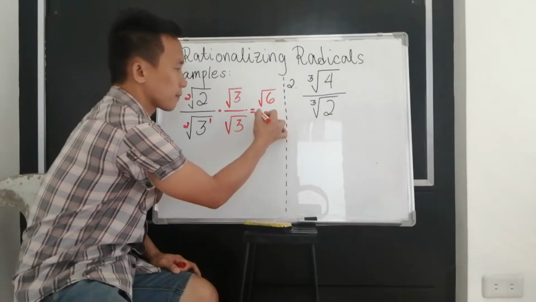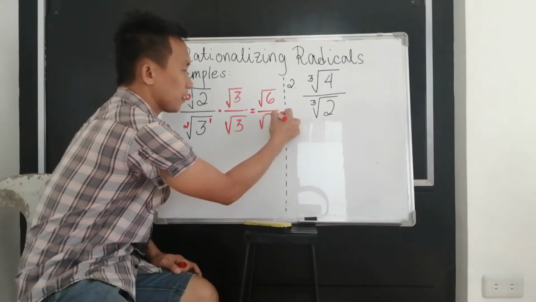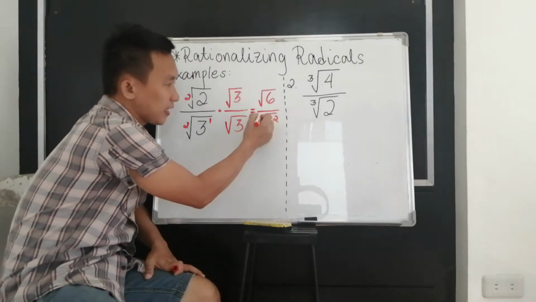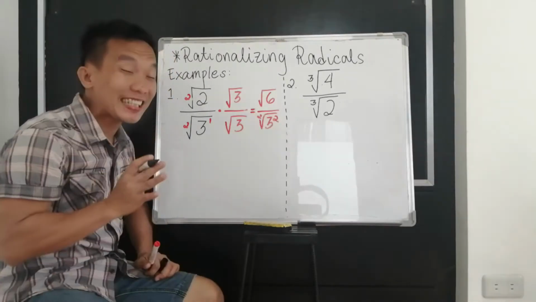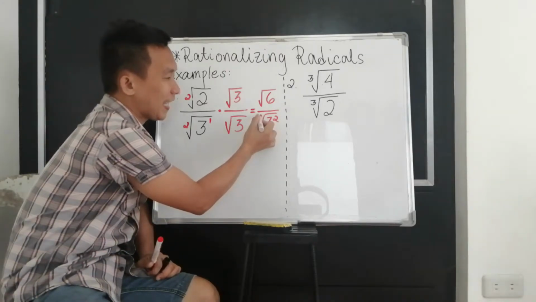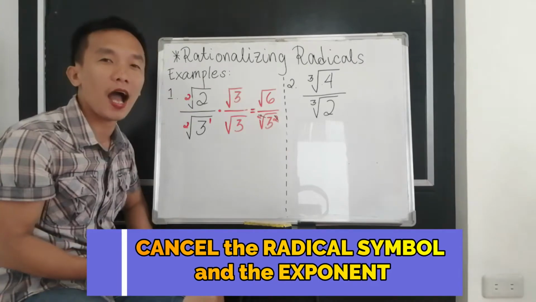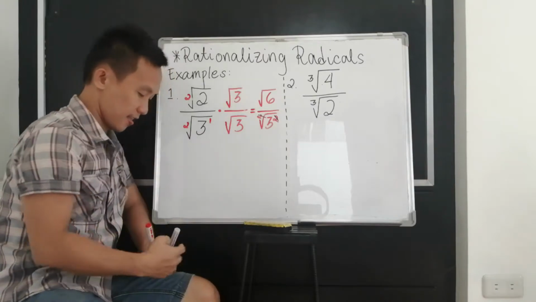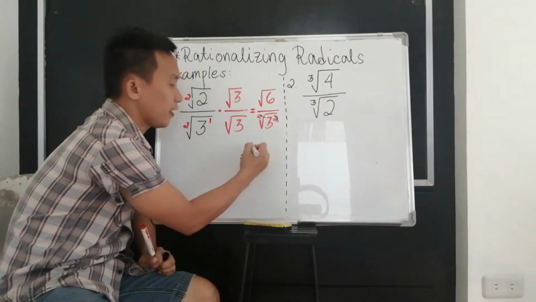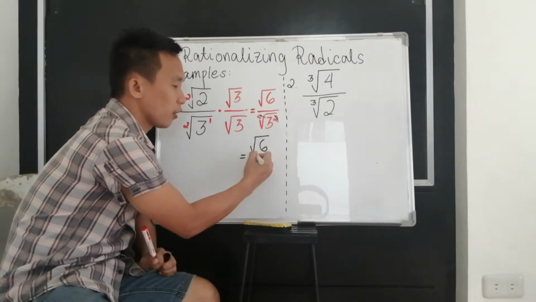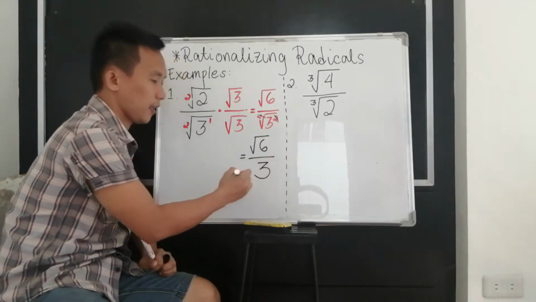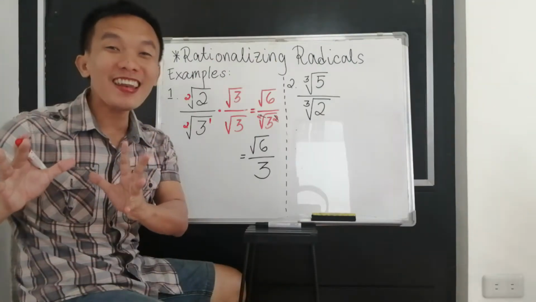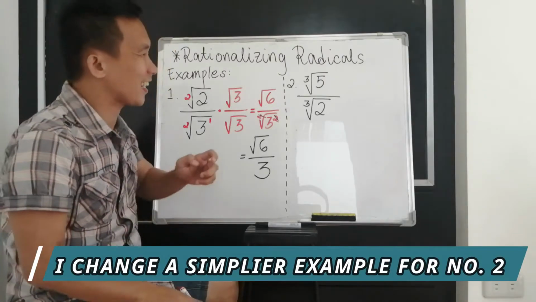And this one will be square root of 3 squared. Since this one has an index of 2, since they are already the same, we can cancel this one and cancel our exponent. So what will remain is the number 3. And therefore, our answer will be square root of 6 all over 3. So that is the answer for our example number 1. Now let's proceed with our second example.